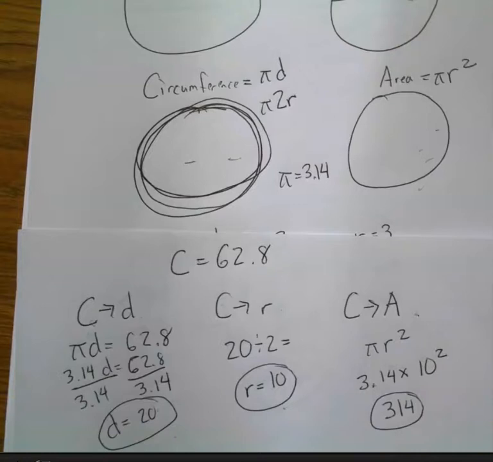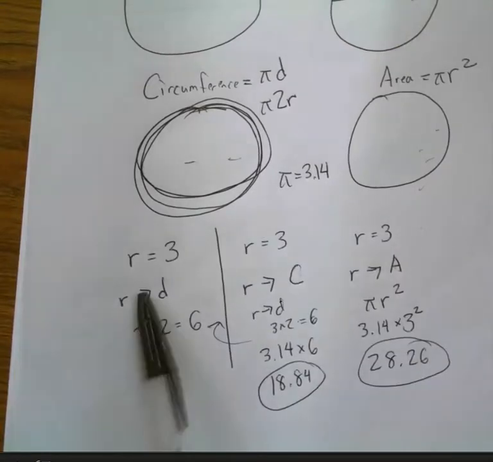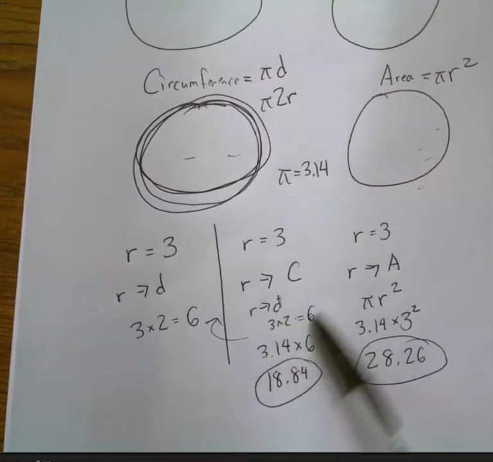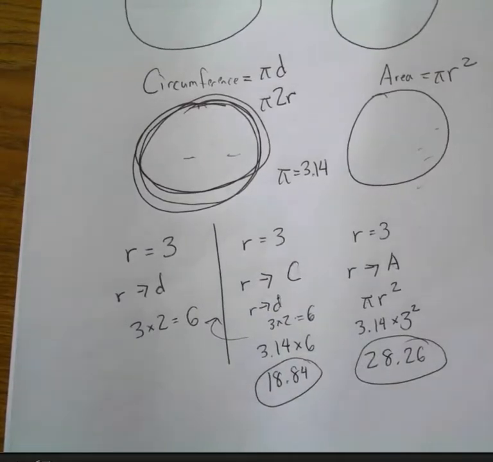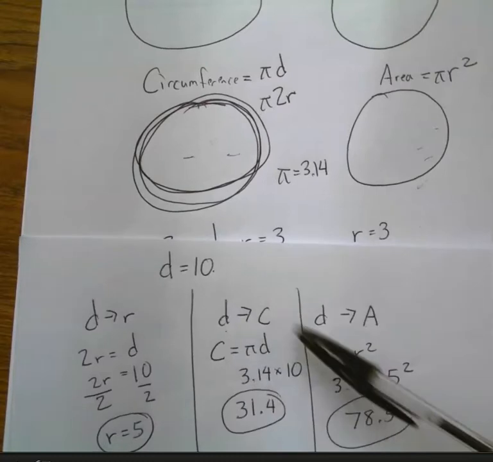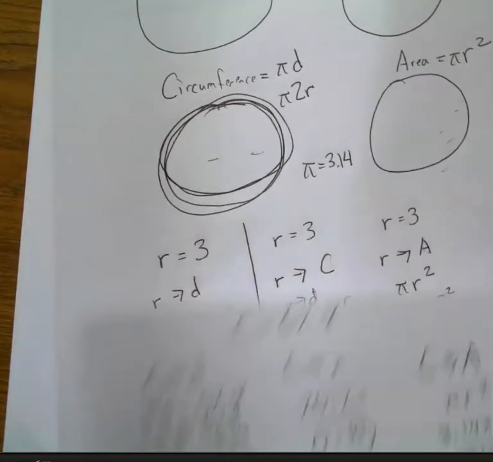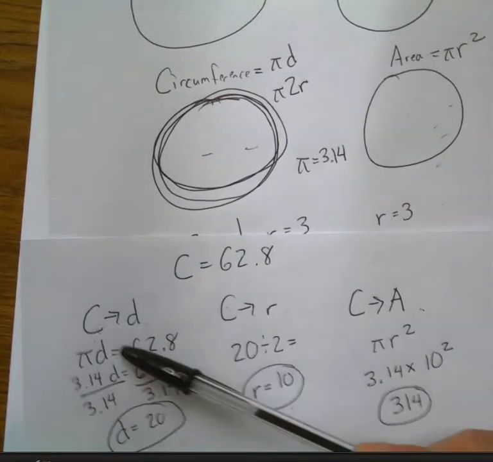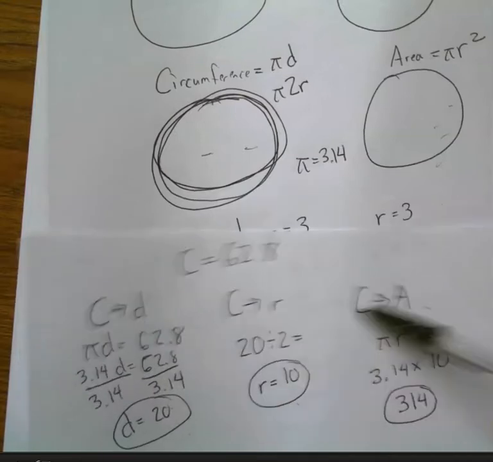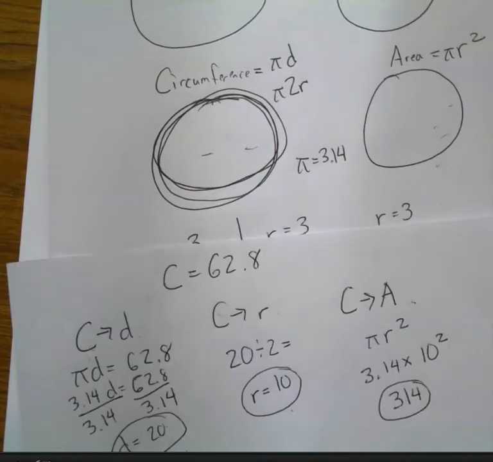If you can do these things, if you can switch between radius to diameter, radius to circumference, radius to area, from diameter to radius, diameter to circumference, diameter to area, and circumference to diameter, circumference to radius, circumference to area, you can do everything on the circles test.